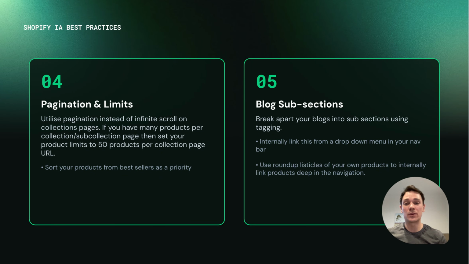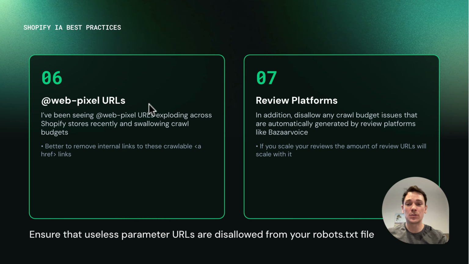We also want to go over pagination limits. So if you're using infinite scroll, I'd recommend using pagination. It's much more effective of internally linking to all your products. If you have a large product inventory, I would recommend setting that to 50 products per collection page and make a prioritization of the best sellers first. You can also utilize your blog and its subsections, create tagging structures efficiently, and internally link those from the mega menu under its blog subsection. You can also use roundup listicles of your own products to internally link to products deeper in the navigation to reduce that crawl depth. I've also been seeing web pixel URLs exploding across Shopify sites.